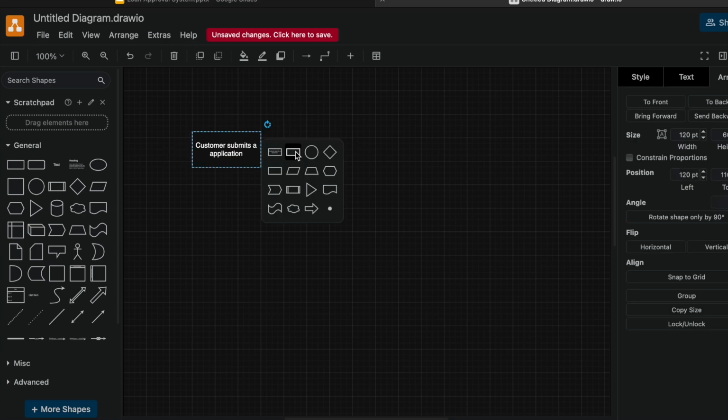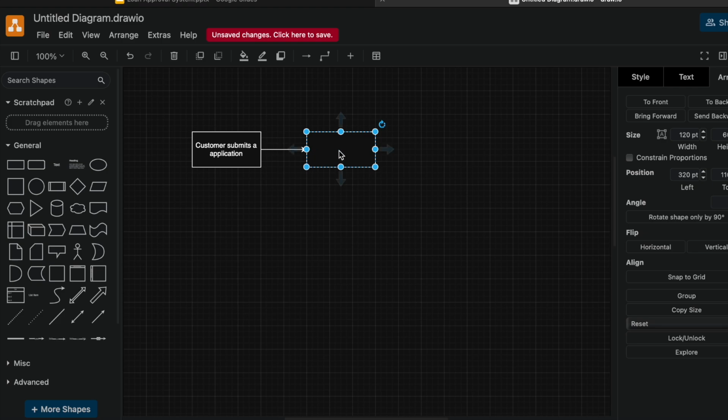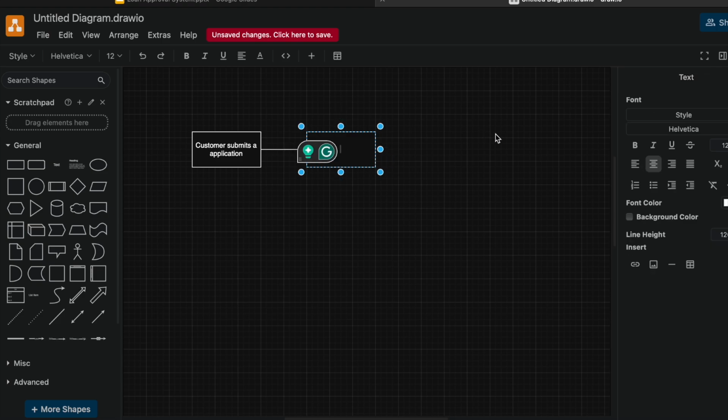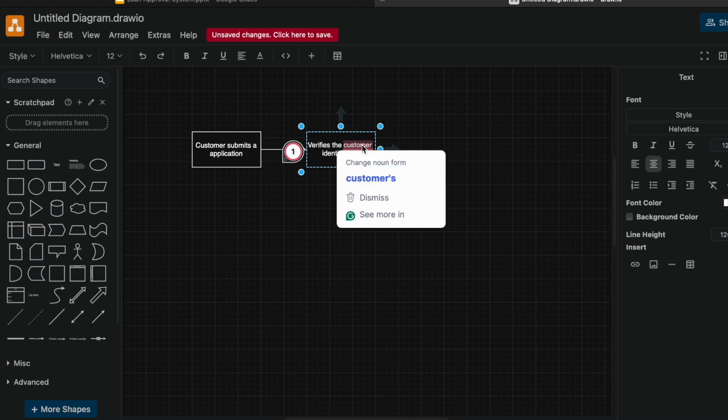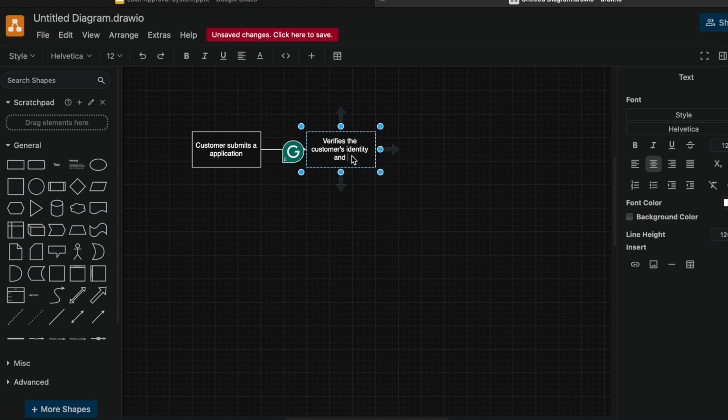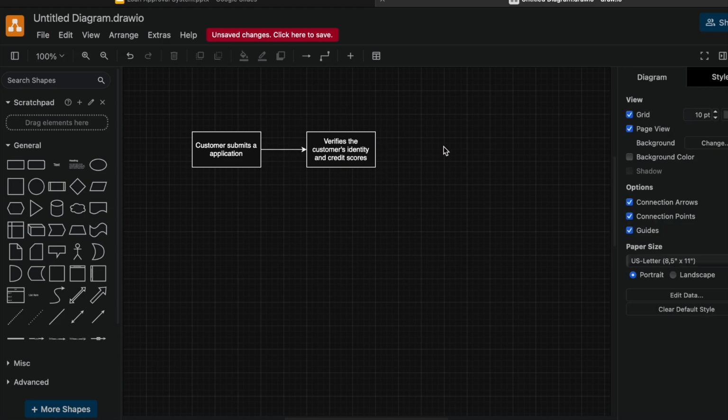And the second step is the bank or the financial institution verifies the customer identity and checks the credit. So let's write: verifies customer identity and credit score. Okay, so that's the second step.